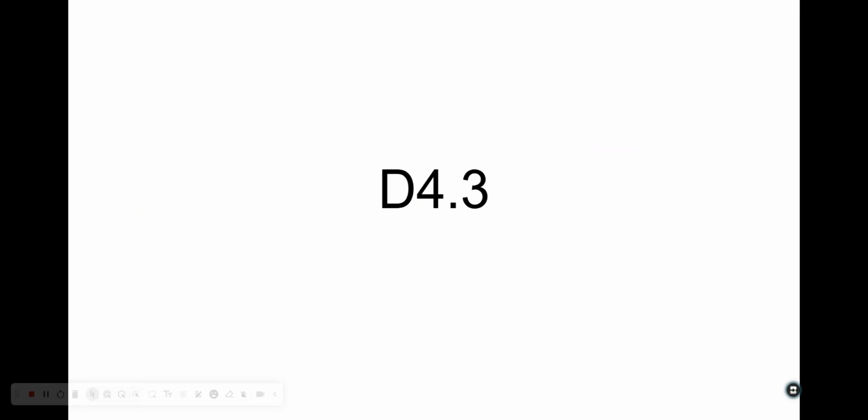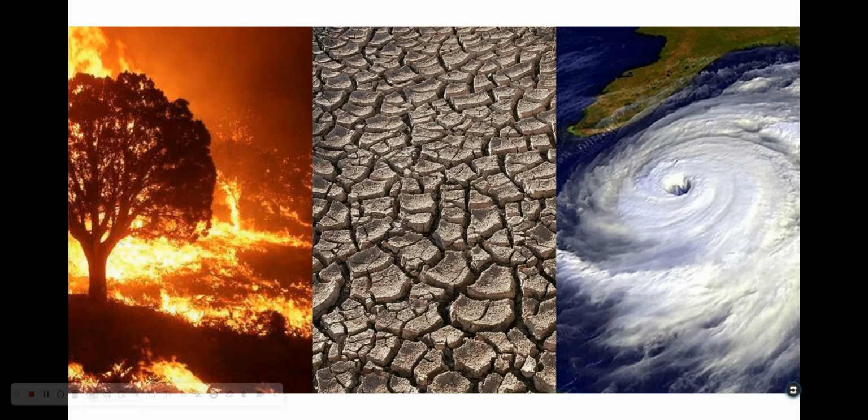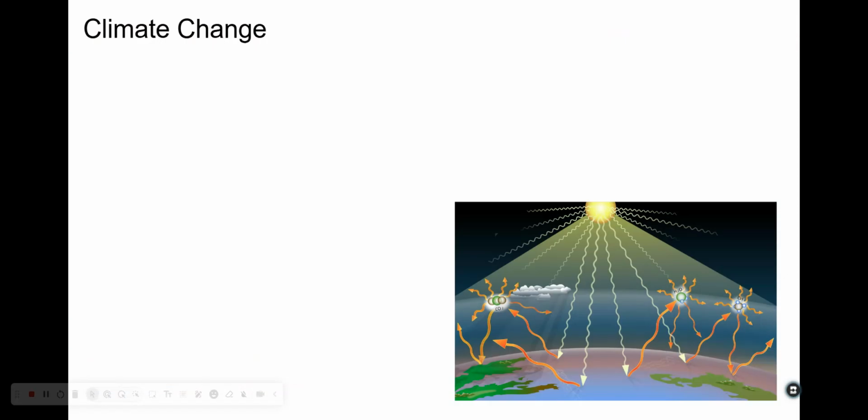Okay, D43. I found this picture when I Googled the title and I thought it was very appropriate. This is climate change. And so the climate change unit covers the greenhouse gas effect. This is the main thing. So short wavelength radiation enters the atmosphere, as you can see in the picture. It heats the surface of the Earth, which releases long wavelength radiation, which is then trapped by the greenhouse gases and radiated back outwards, heating up our atmosphere.